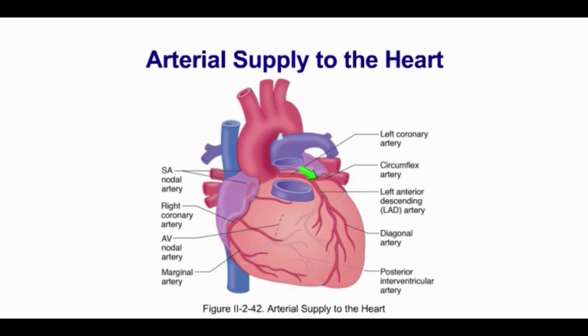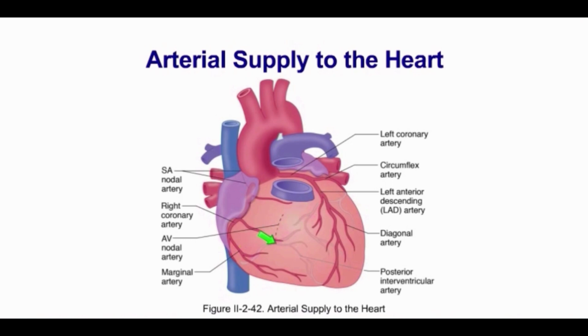One branch is called the circumflex branch of the left coronary, or the circumflex artery. Okay, the circumflex artery. And the circumflex enters the coronary sulcus on the left side. So again, coronary sulcus means it's between atrium and ventricle, so the circumflex artery is supplying the left atrium and left ventricle. And it stays in the coronary sulcus around the back of the heart. And remember, we already have the right coronary artery in that coronary sulcus. Now we have the circumflex artery in the coronary sulcus.